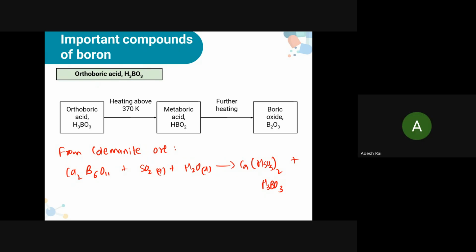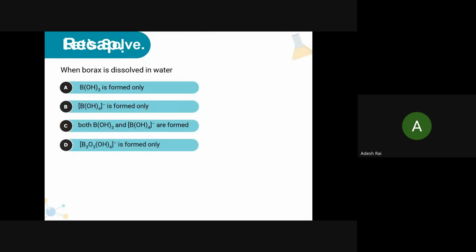So write down the note, third point, that boric acid is a very weak acid. I don't have space, but I'll still write. I'll write it here. It is one of the notes only. Boric acid is a very weak acid. Its pK is very high, almost 9.